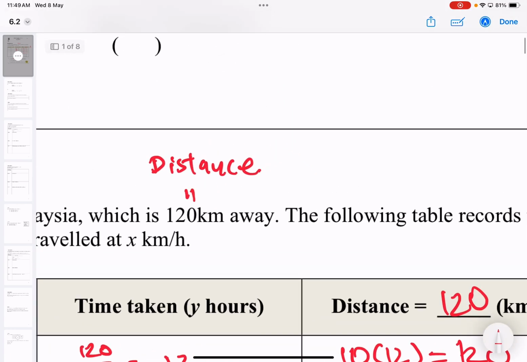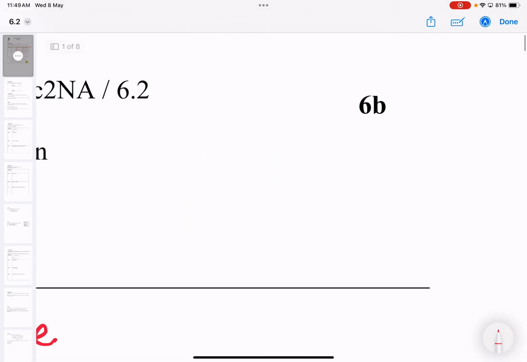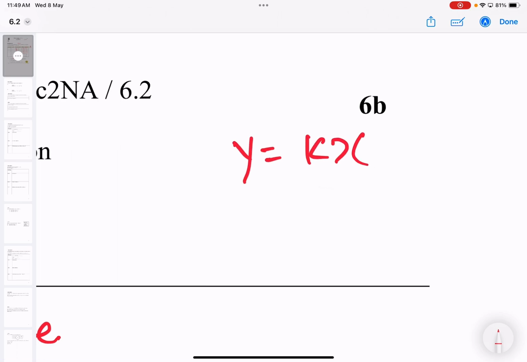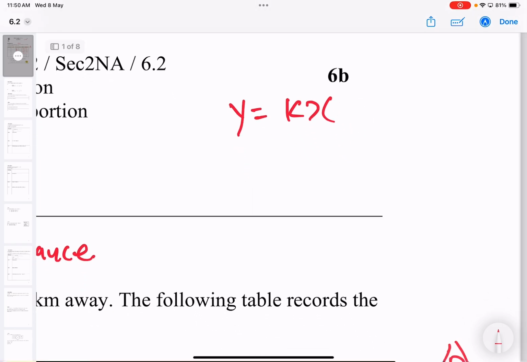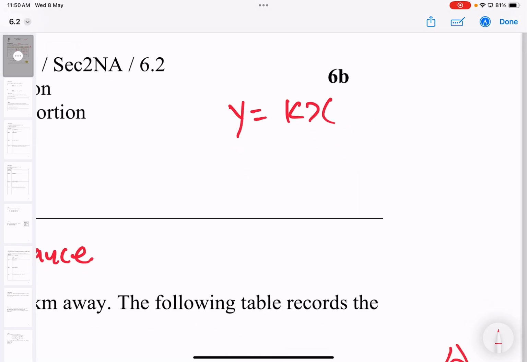Just to remind you, yesterday, when I say that, for example, the variable y is directly proportional to x, how do I write it? I would say that y is equals to kx. But I just want to let you know that when it is inversely proportional, it's just going to be slight changes. The way I'm going to write it is no longer y equals to kx. I'm going to write it as y is equals to k over x.